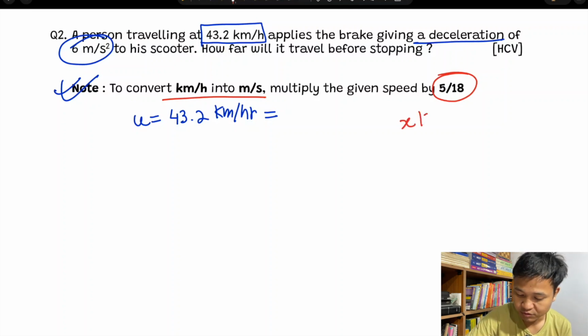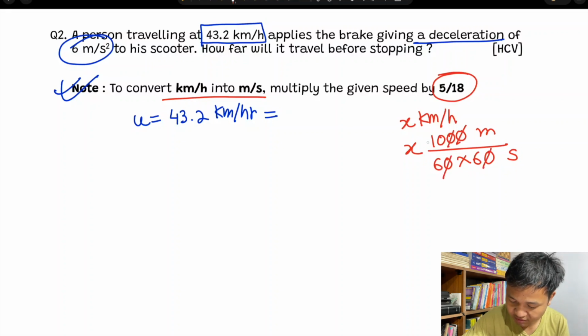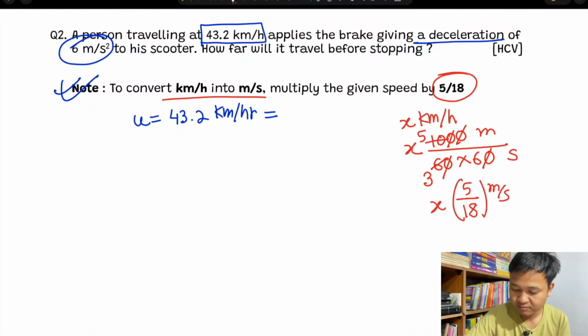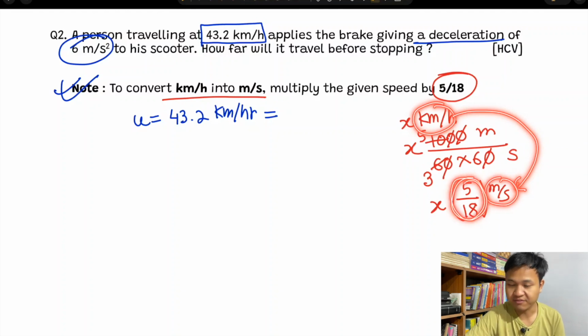Example, take some value in kilometer per hour. If I want to convert this kilometer to meter, that is 1000 meter, right? Divided by 1 hour, which has 60 minutes, and 1 minute has 60 seconds. Now this is in seconds. If you solve this, how much will you have? 2 5 are 10, 2 3 are 6. So this is 5 by 18 meter per second. If you want to convert this to this, you have to multiply by 5 by 18.